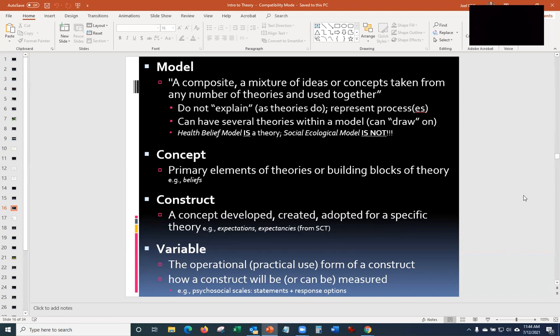And then ultimately we have a variable. So a variable is something that we have measured that we can use in data analysis. And so we measure these specific constructs in certain ways, and then we can use that in our data analysis or evaluation.